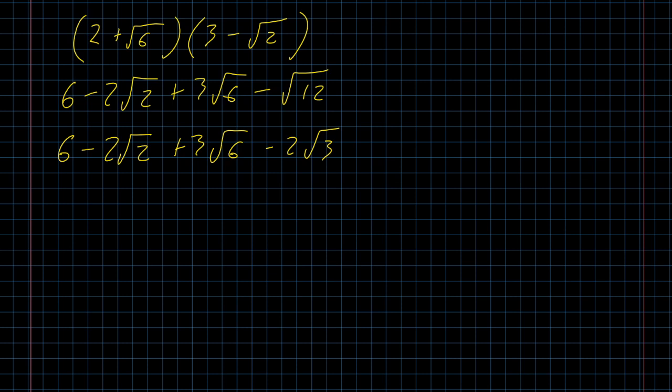And then we have 4 terms. None of them are like. We have square root of 2, we have square root of 6, we have square root of 3. They're all different. Nothing else we can do. That's the end of the story.